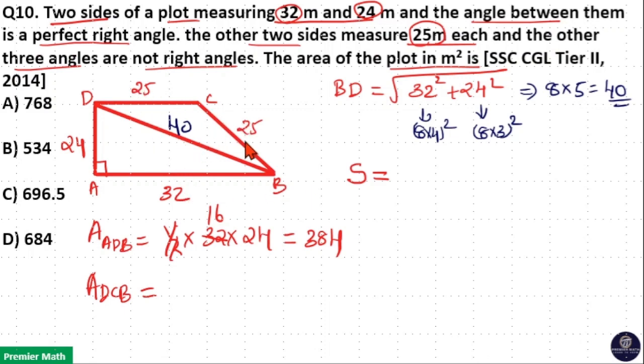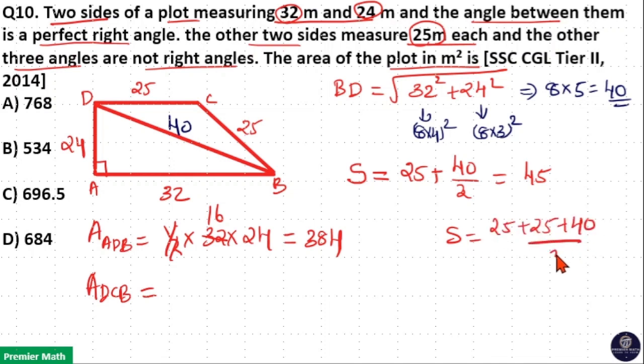Here this is an isosceles triangle, so two lengths are equal. So take 25 outside. 25 plus 40 by 2 is the semi-perimeter, which is equal to 45. Or you can do it this way: S is equal to 25 plus 40 divided by 2, which is also equal to 45. Here I take 25 outside.